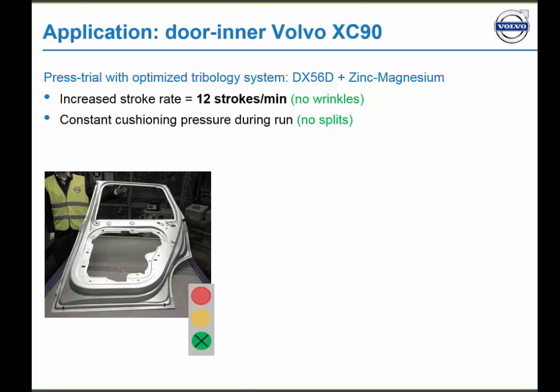At Volvo, they also did a production run using DX56D plus a zinc magnesium coating. And using this zinc magnesium coating, they increased the stroke rate to 12 without any problems. And also they didn't have to adapt the cushioning pressure during the production run. Well, using the TriboForm software, this gives Volvo, this gives our users the possibility to simulate this effect and whether you can increase your stroke rate or whether you should change your coating, for example, to get to the stroke rate that you want in production.